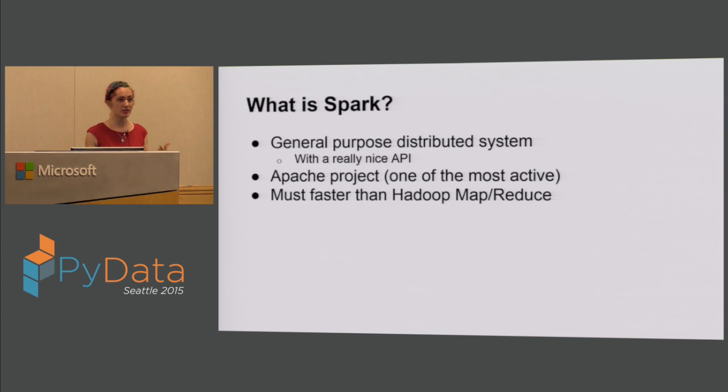It's an Apache project. It's really active, which is both good and bad. It means it's being rapidly developed. The core parts have API stability now, which is amazing. But some of the libraries, like the machine learning stuff, are still evolving pretty rapidly.